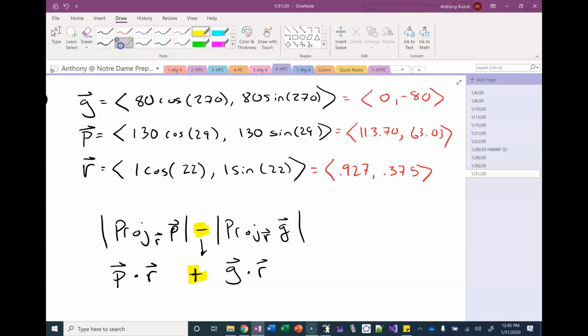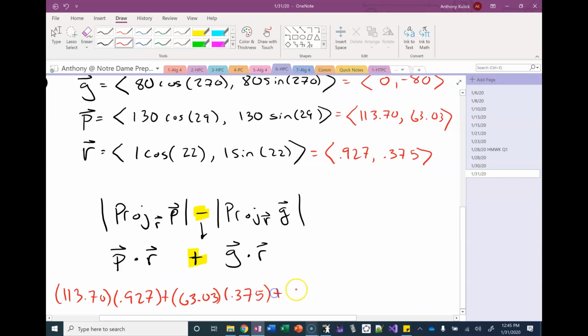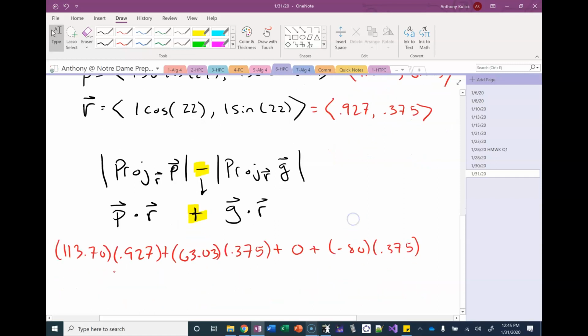All right. So if I do that, then I'd have 113.70 times 0.927 plus 63.03 times 0.375 plus 0 plus negative 80 times 0.375. And if I type that all into my calculator, I should get the desired result, which was 99.06.